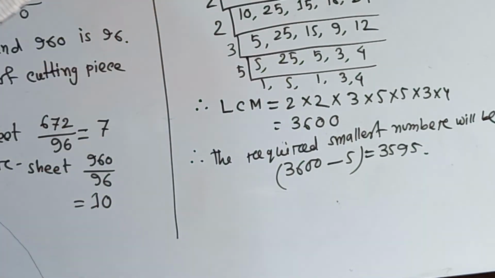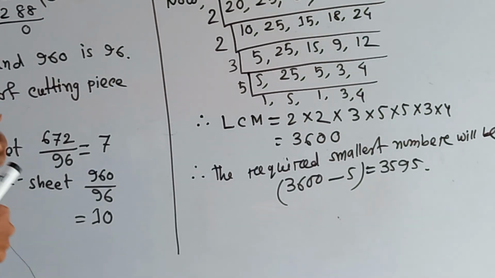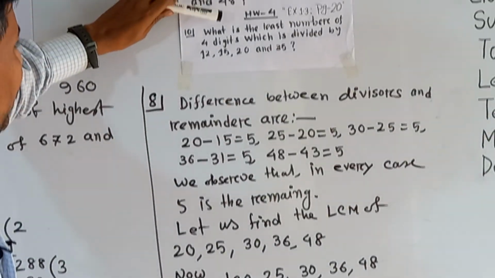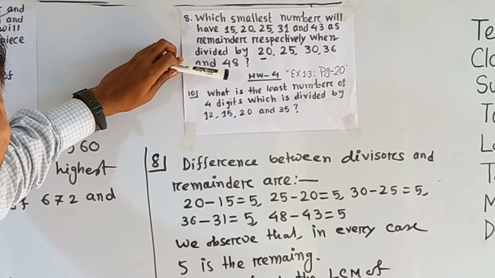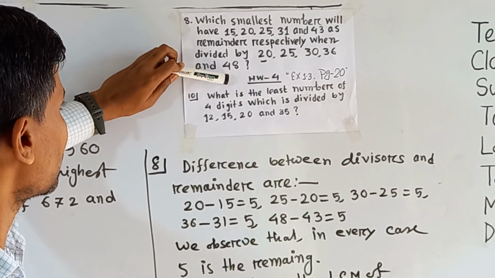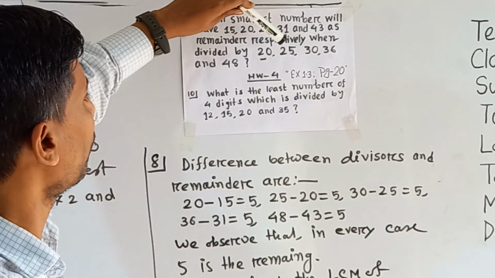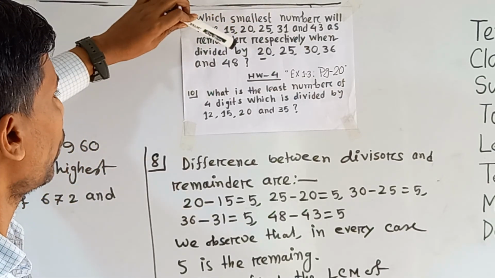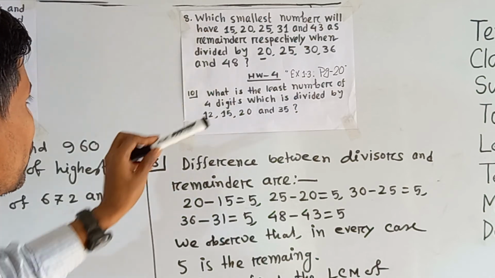I hope you understood today's topic, and you have to keep practicing at your home. Student, now I will talk with you about your HW topic. Look, your HW number is 4, exercise 1.3, page 20. Okay, you see the question.